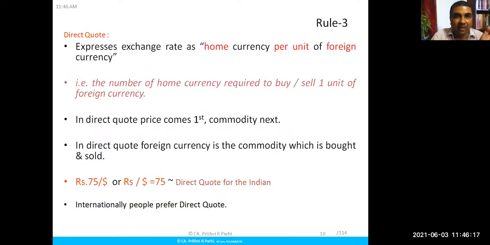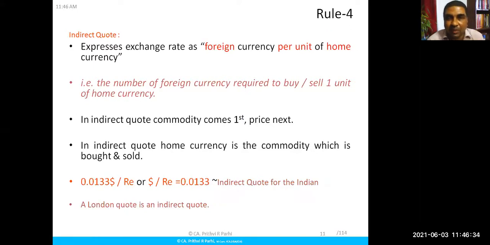Okay. And we have also discussed the concept of direct quote. Direct quote means home currency per unit of foreign currency, home by foreign. For example, rupees 75 per dollar. If I say this is a direct quote for an Indian, this is an indirect quote for a British. Right. And rule 4 also we have understood: what is indirect quote? Indirect quote means foreign currency by home currency. Suppose I say $0.0133 per rupee, or dollar by rupee is equal to 0.0133. This is an indirect quote for an Indian.